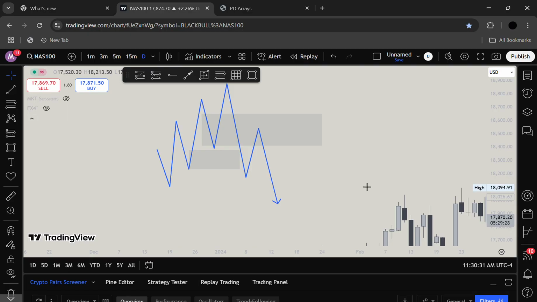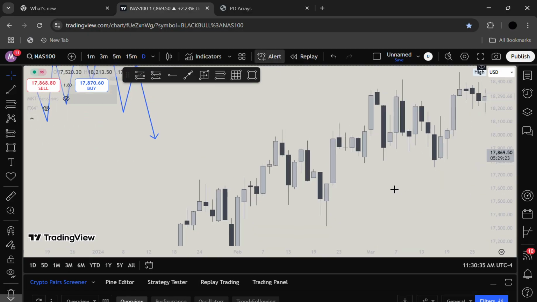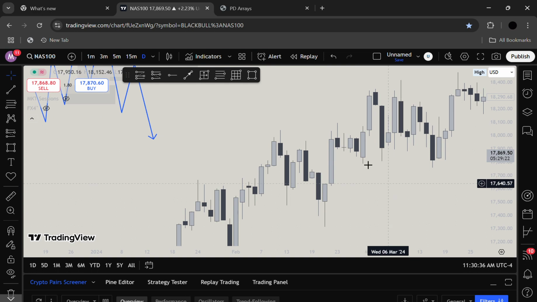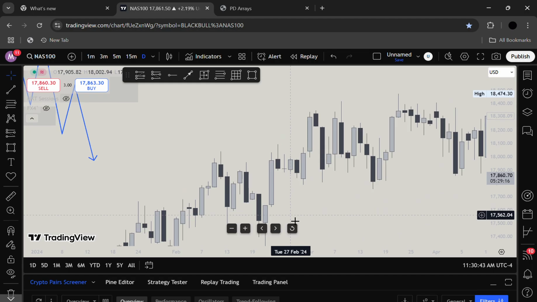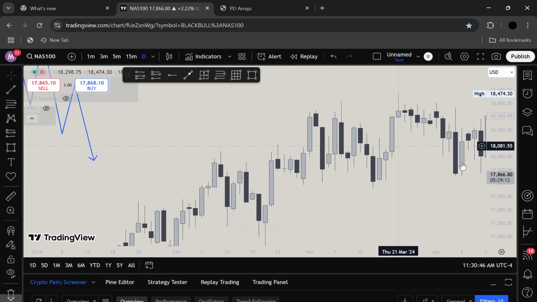Another one is fair value gaps that we can go through. This one right here, price comes and rebalances and fills it. And we can see price eventually comes down and fills it.